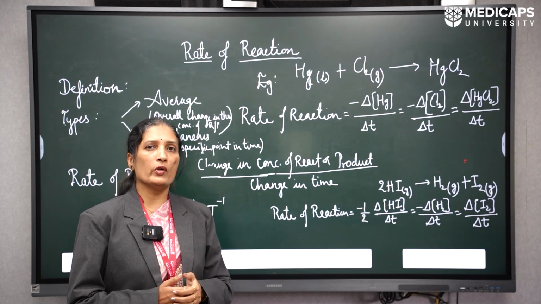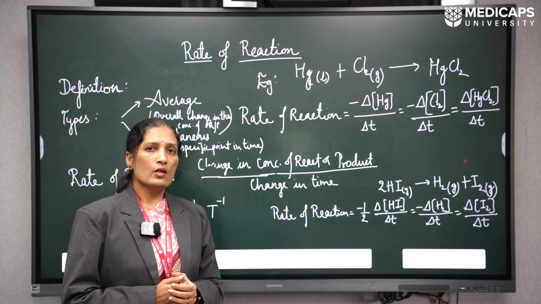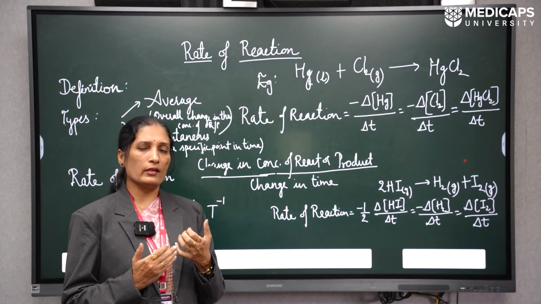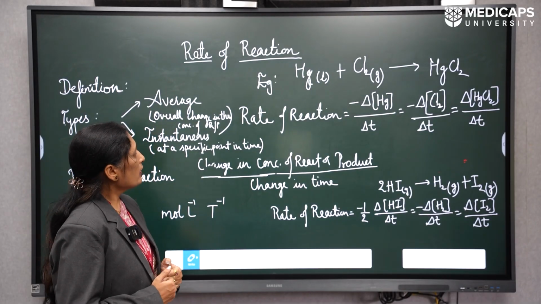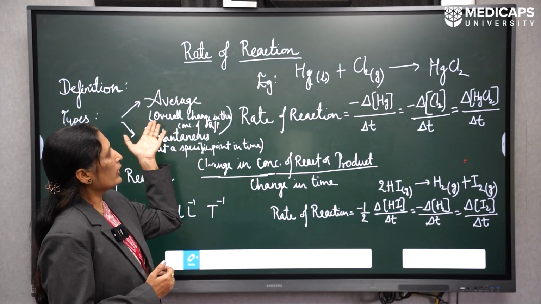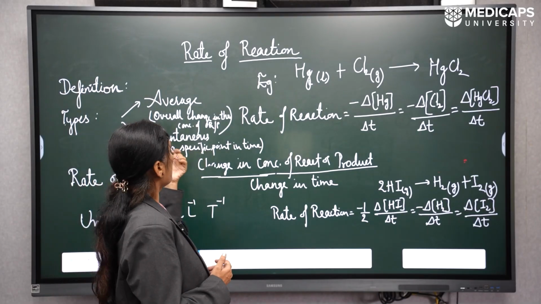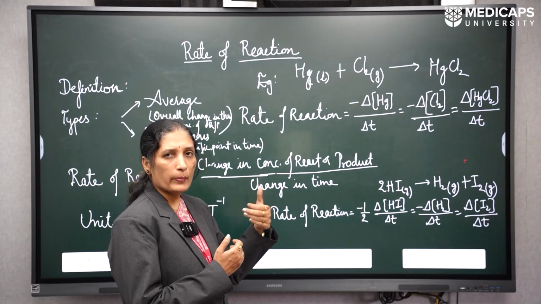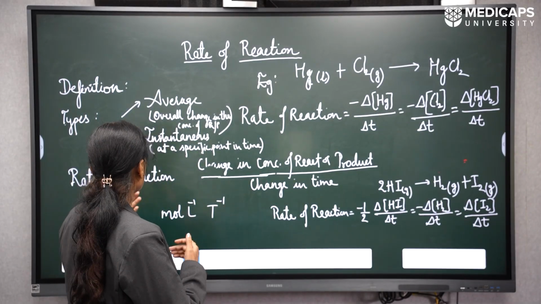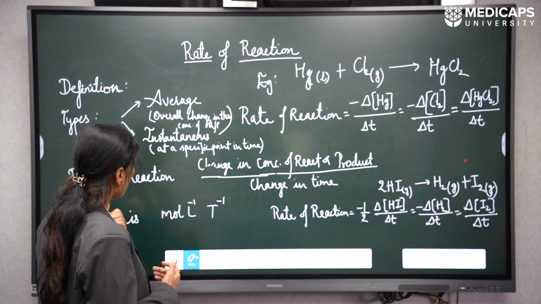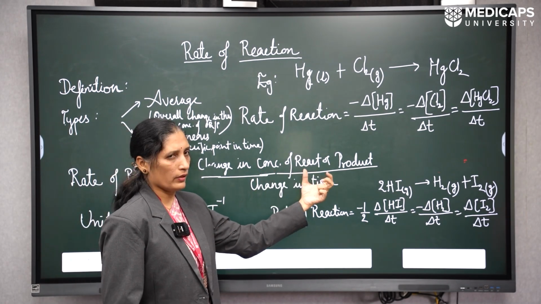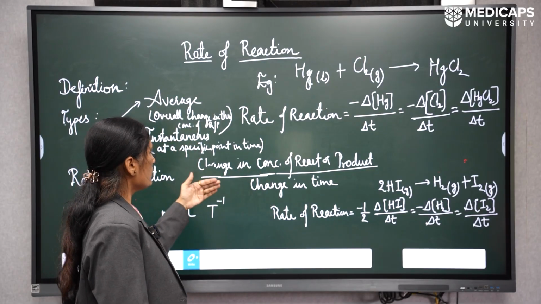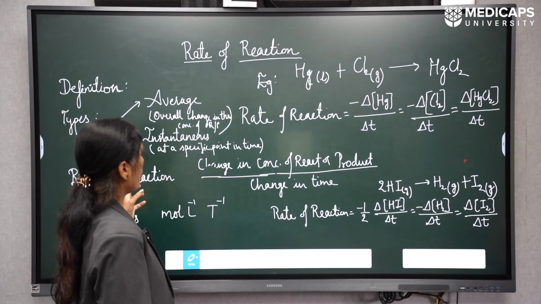First of all, you should know what a reaction is in chemistry. A reaction is when reactant is converted into product. Starting with the definition of rate of reaction: it is the change in the concentration of reactant or product with respect to time. You can represent it as the change in concentration of reactant or product with respect to the change in time. So this is the expression for the rate of reaction.